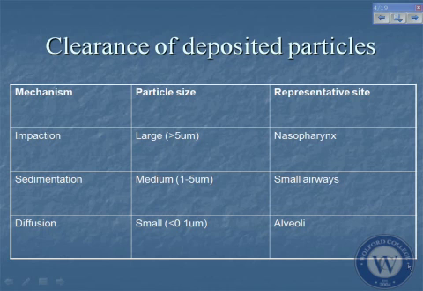Now, sedimentation is basically a description of medium-sized particles, usually between 1 to 5 micrometers in diameter, and those reach all the way down to the small airways. And then you have really small particles that are less than 0.1 micrometers, which undergo diffusion. These are gases, basically, that are reaching all the way down to the alveoli.